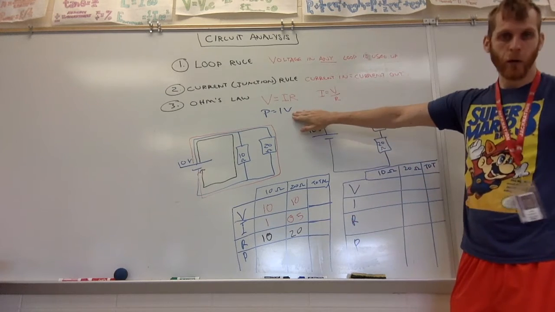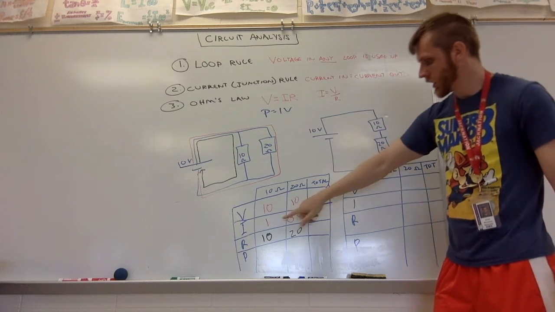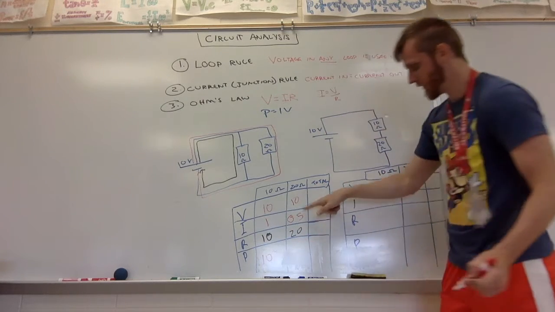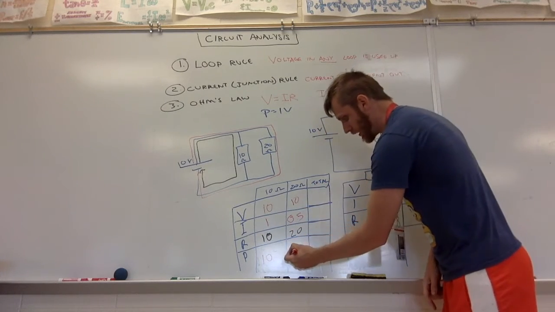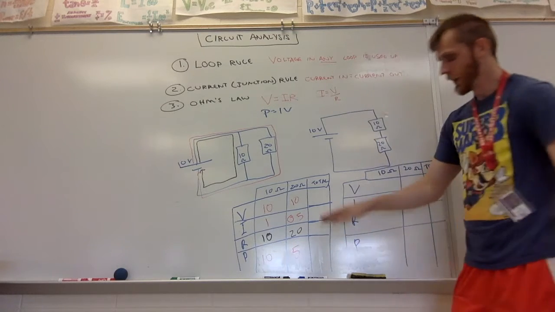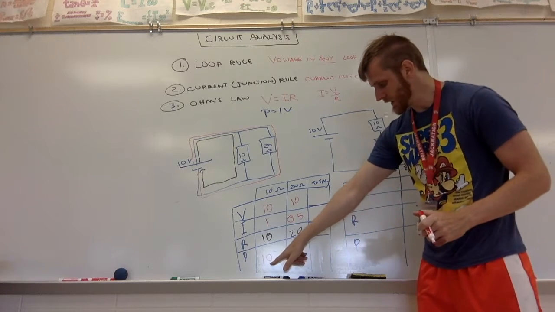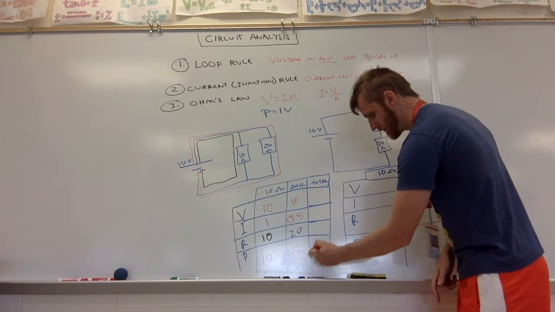Then, to figure out the power, I'll just use I times V. Well, I times V is 1 times 10, that's 10 watts. 0.5 times 10, that's going to be 5 watts. And then if I want to figure out the totals for this, well, the total power is just going to be 10 plus 5, which is 15.